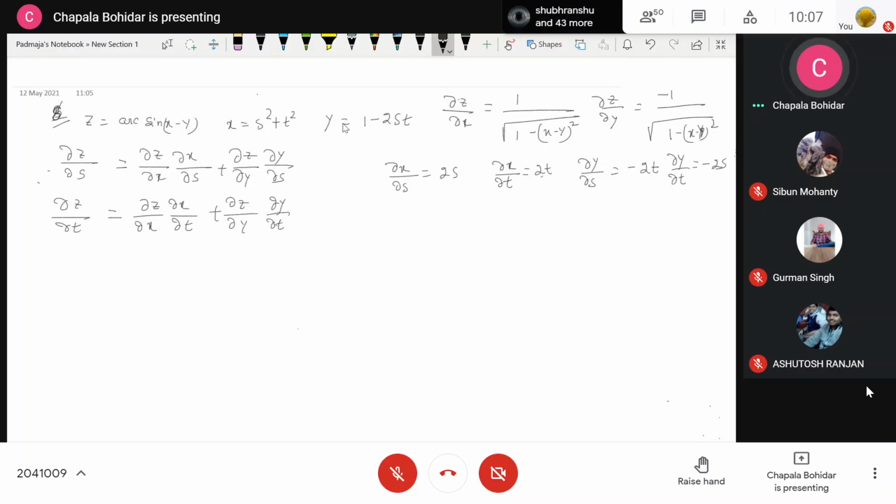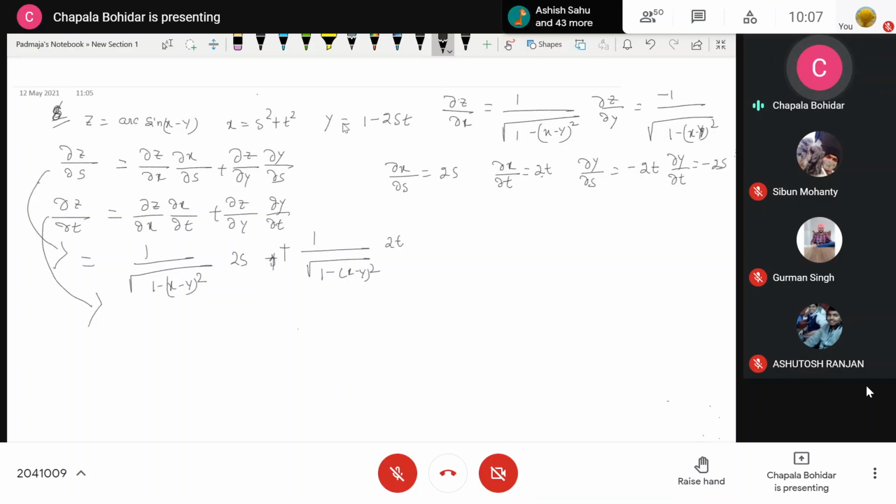So first one is equal to del z by del x, it is 1 by root over of 1 minus x minus y whole square. Then del x by del s, that is your 2s, then plus del z by del y, that is your minus, so I am writing it is minus 1 by root over 1 minus x minus y whole square, then del y by del s is our minus 2t, so it is minus minus plus, it is 2t. Okay, first one.